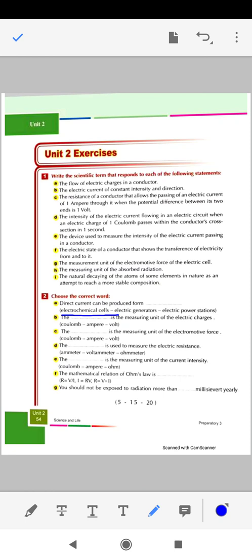The coulomb is the measuring unit of the electric charge. The volt is the measuring unit of the electromotive force. The ohmmeter is used to measure the electric resistance, because for resistance we use an ohmmeter. The ampere is the measuring unit of the current intensity. The mathematical relation of Ohm's law is R equal V over I.